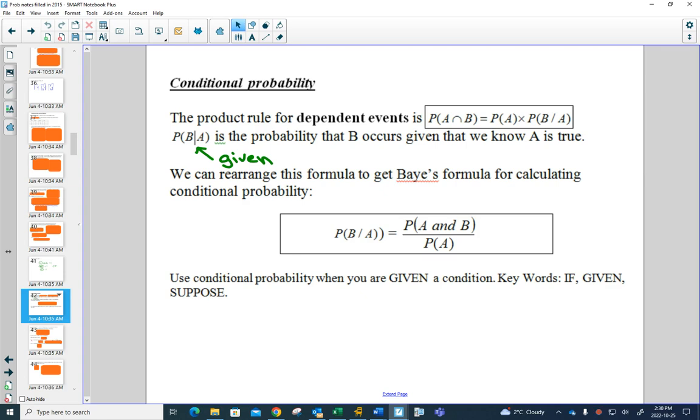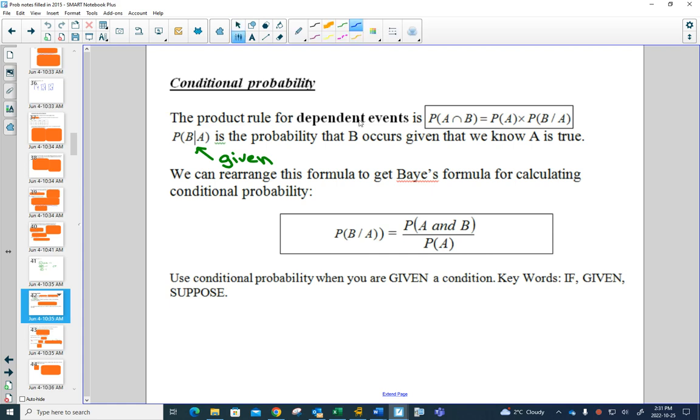Okay? Given that I picked a red card, what is the probability I got the king of hearts? Normally the probability of king of hearts would be 1 out of 52, right? But I told you it's a red card. So now the probability is 1 out of 26, because now you only consider the red cards. So conditional probability will always reduce your total.